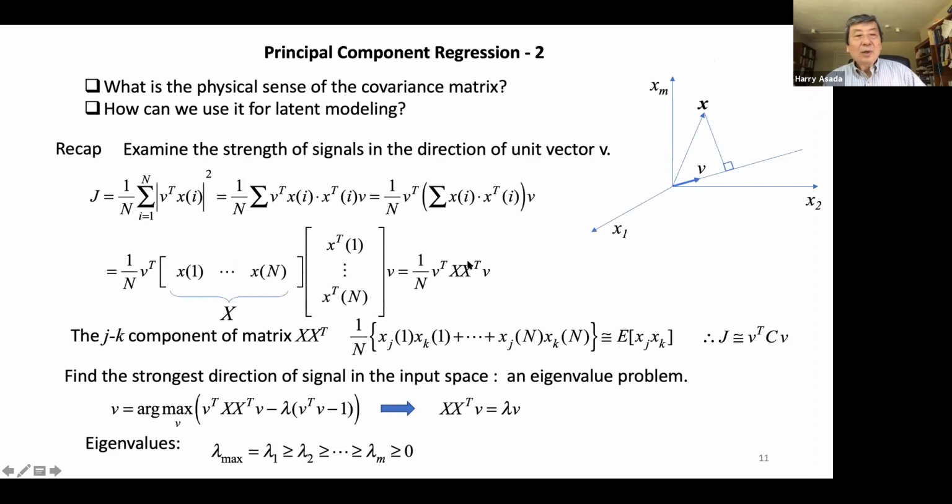Okay. So now what we'd like to do is use this to do data compression, input order reduction. So first, let's see the physical sense of a covariance matrix, and then we use it for latent modeling, right? This is really a recap: examine the strength of signals in the direction of a unit vector v. You see the m-dimensional space, and we set the unit vector, and then we project all the sample points onto the line of this unit vector, and this is the strength of the signals in this direction, right? And then we take the average of this, and rotate this unit vector in all directions and try to find the largest or smallest value.